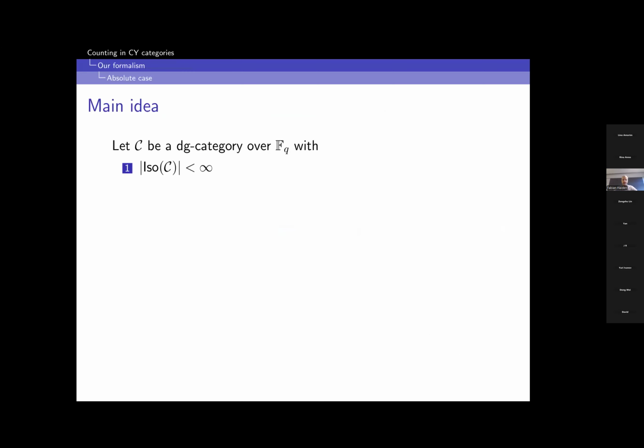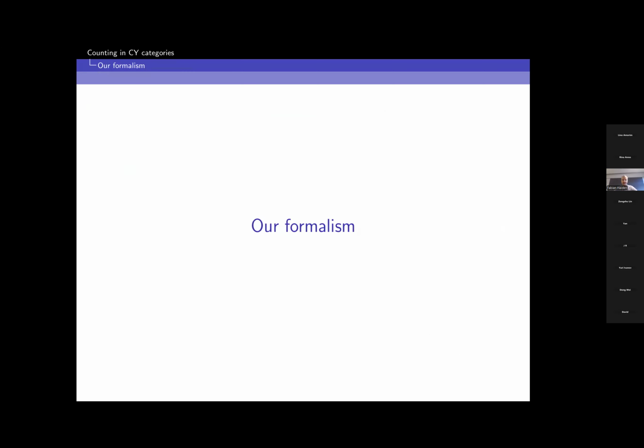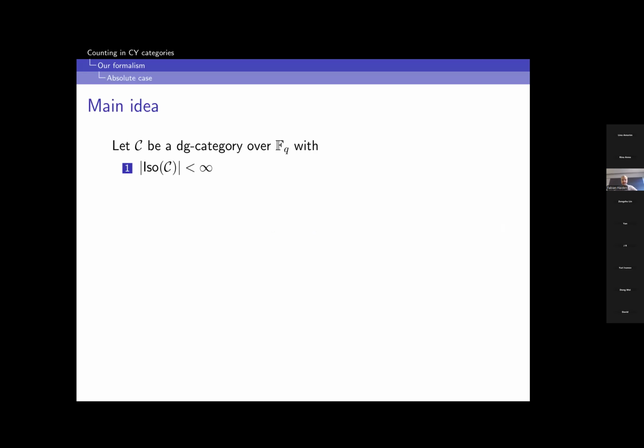Okay, so now coming to the stuff that is actually new in our paper. I want to start with the main idea, which is actually quite simple. So suppose we have a DG category over a finite field, and it should be very finite in the sense that there are finitely many isomorphism classes of objects, and the Hom from X to Y shifted by i should be all finite dimensional and should vanish for big enough i, so only finitely many non-vanishing.